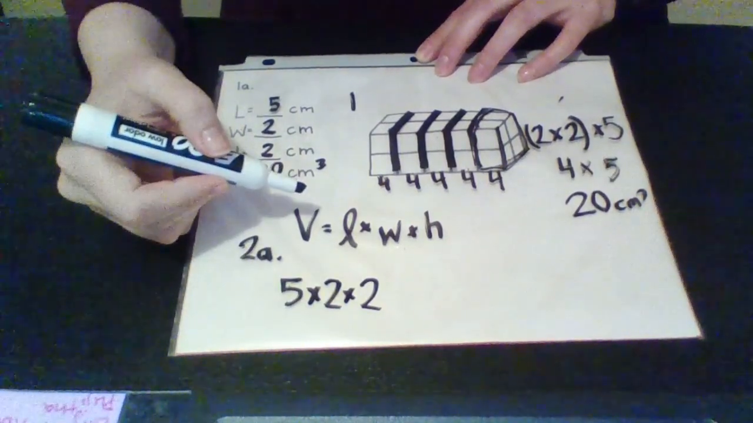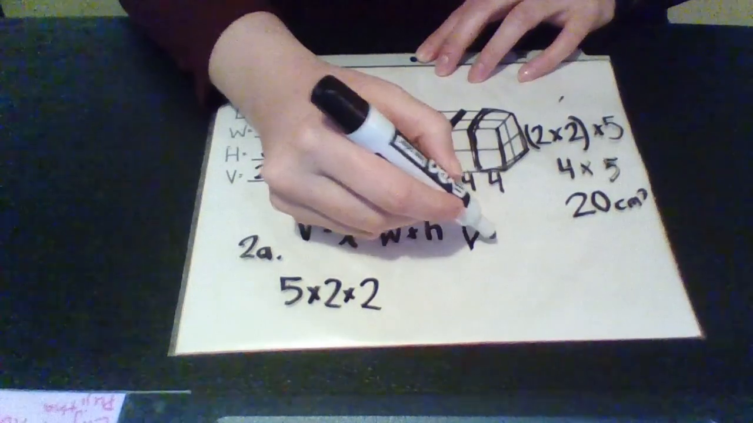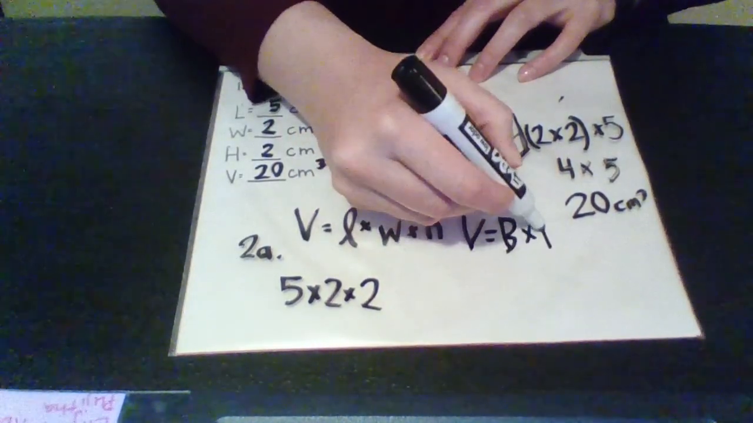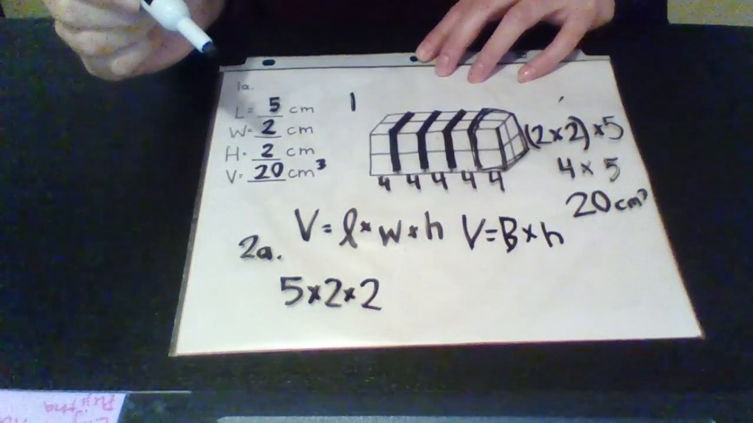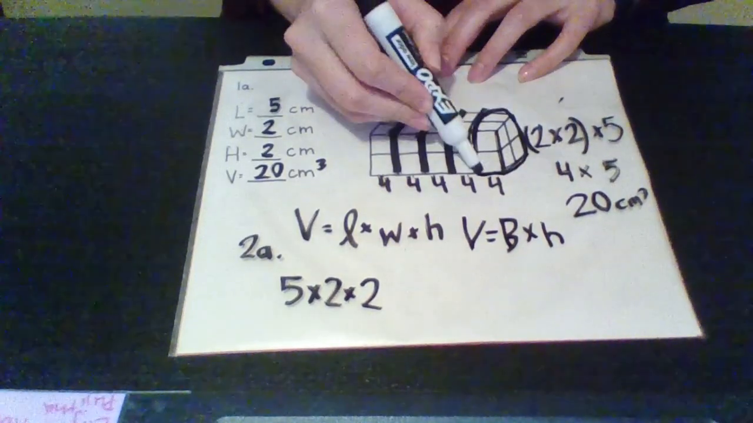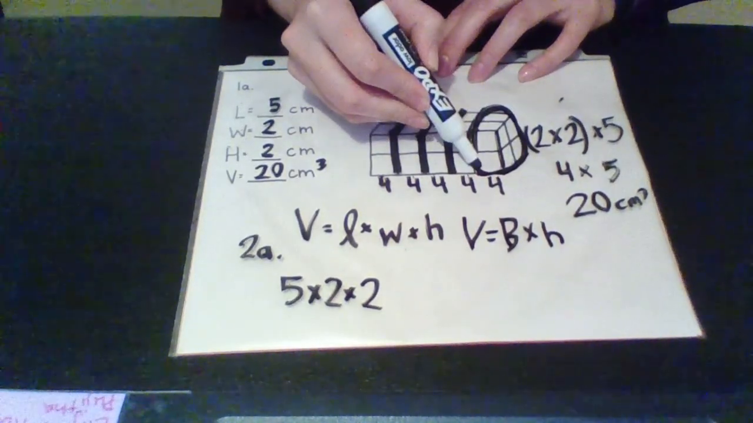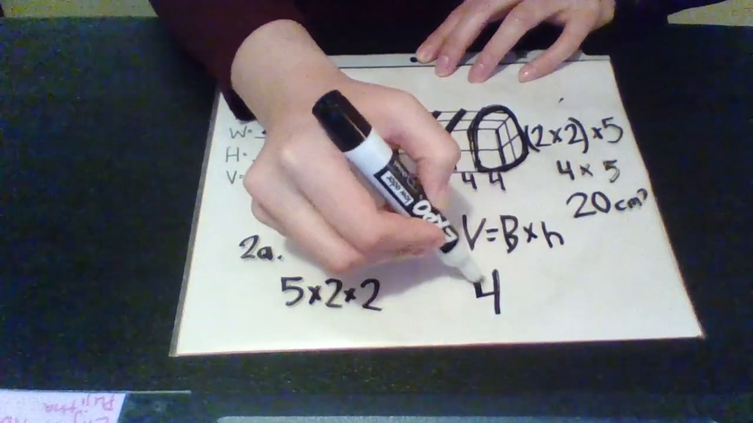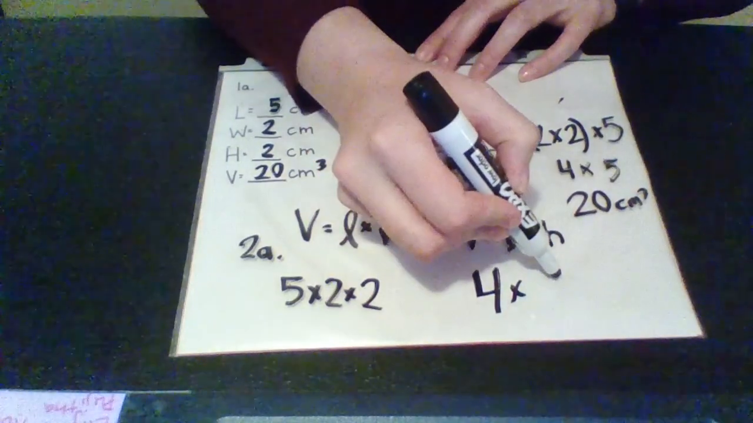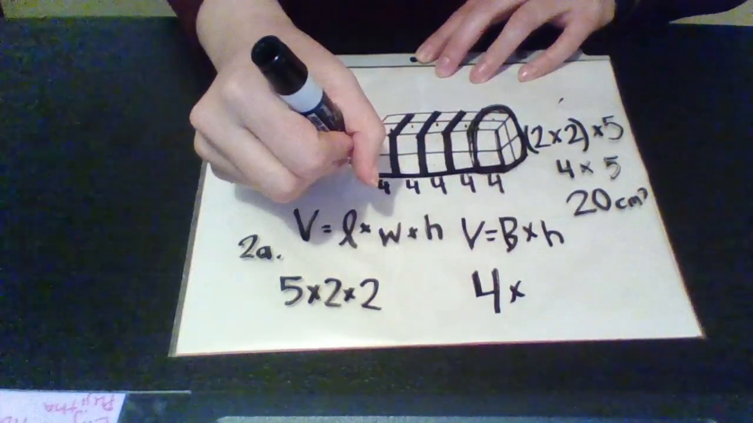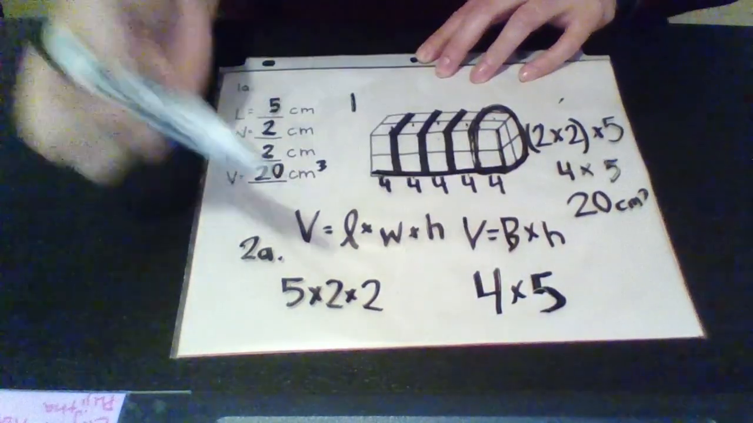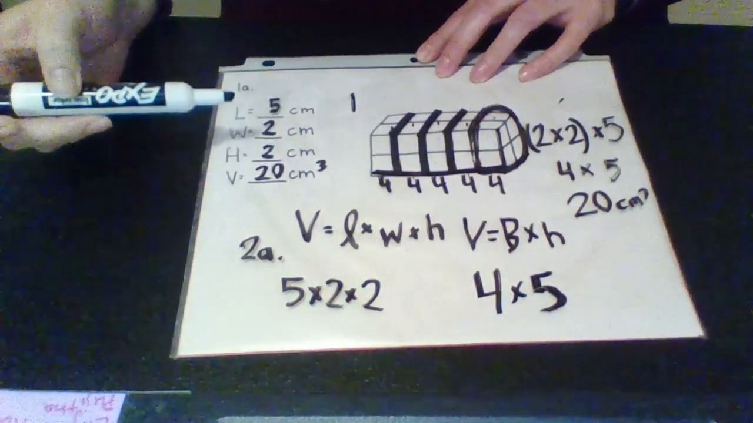Now, the other way that we talked about finding volume was this idea of base times height. So when we're thinking about base times height, that's what we did right here with this layer. We found this bottom layer, this base right here, which ended up being 4. And then we took it, or we made copies of it based on how long our shape was. So base times height would be 4 times 5, which is, again, 20 centimeters cubed.